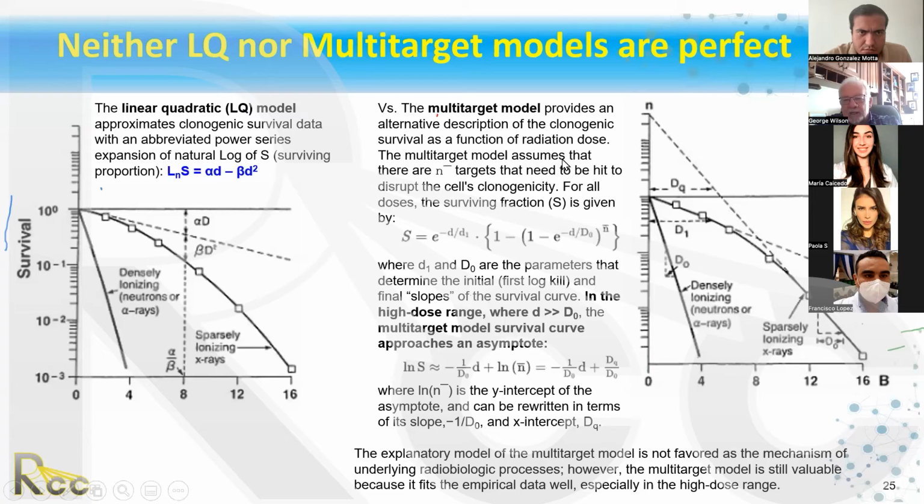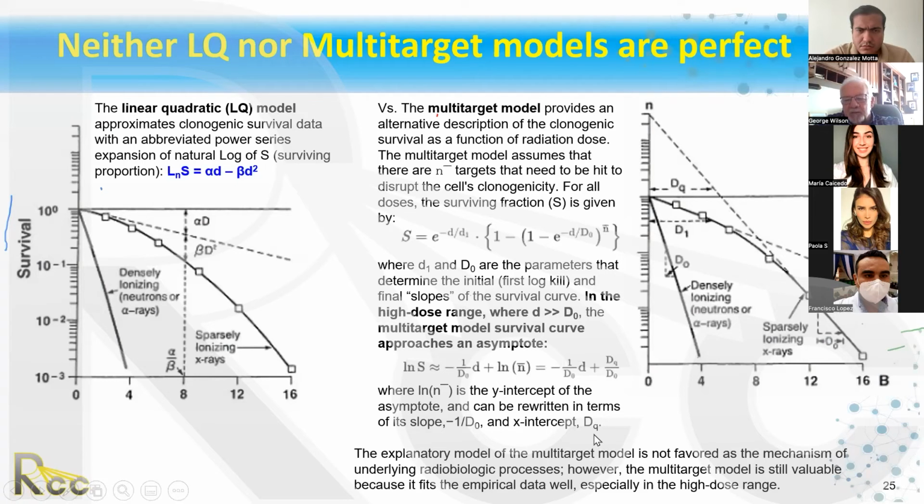So the other model, which was originally developed way back in the 80s, was called the multi-target model. And this is a much more complex model than the linear quadratic. It takes into account several other parameters of the survival curve. The DQ is what's called the quasi-threshold dose, and reflects really the shoulder of this survival curve. The D0 is the dose that's required to reduce survival to 37.5%, but basically it's just telling you the slope of this part of the curve. Again, the D1 is the initial damage or the initial slope. So there are a lot more parameters that actually go into this model.